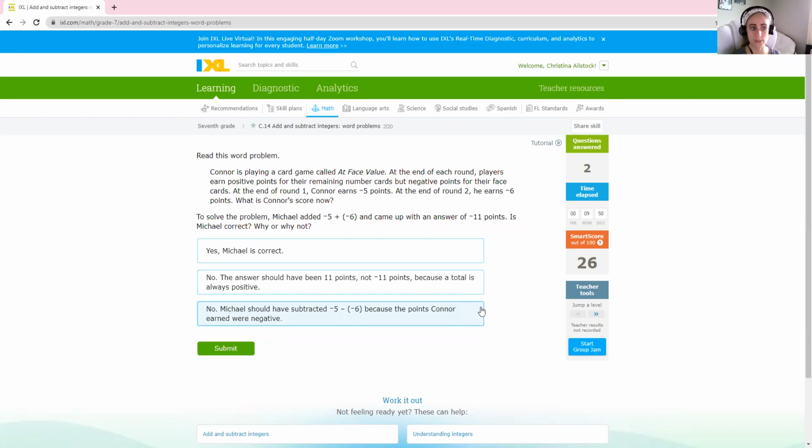All right, we read it once. We're talking about Connor. He's playing a card game, and we're tallying up his points. Let's read it a second time and mark up our text. Connor is playing a card game called At Face Value. At the end of each round, players earn positive points for the remaining number of cards, but negative points for their face value. So positive for the number cards, negative for the face value.